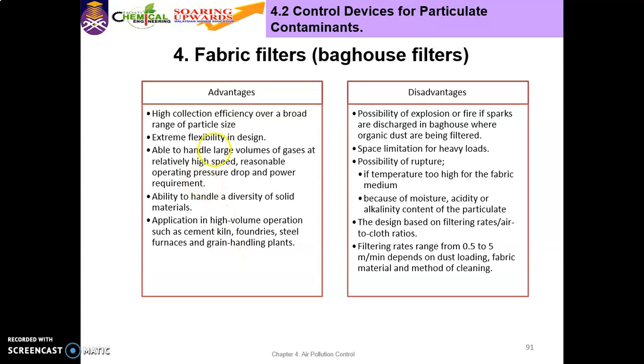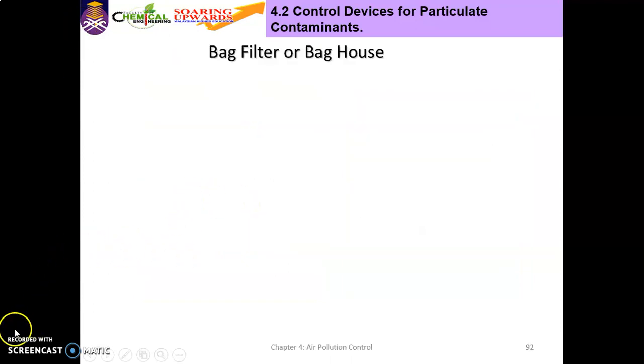These are the advantages and disadvantages. High collection efficiency, extreme flexibility in design, able to handle large volumes of gases and particulate, ability to handle a diversity of solid materials, and also application in high volume operation because it is a very big piece of equipment.